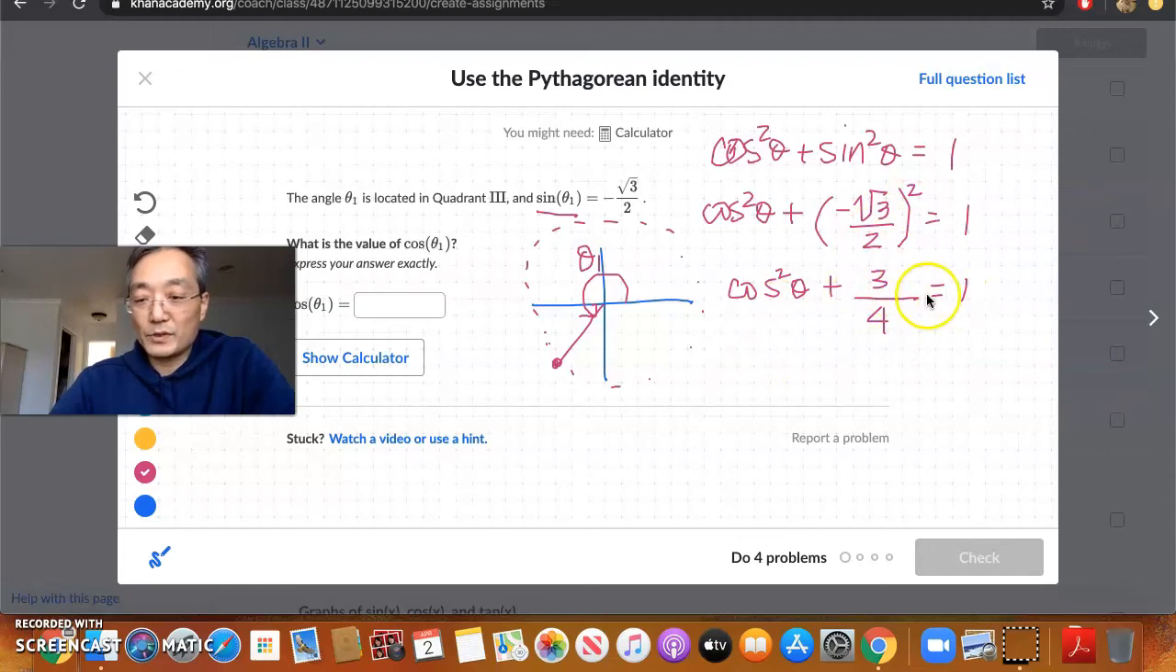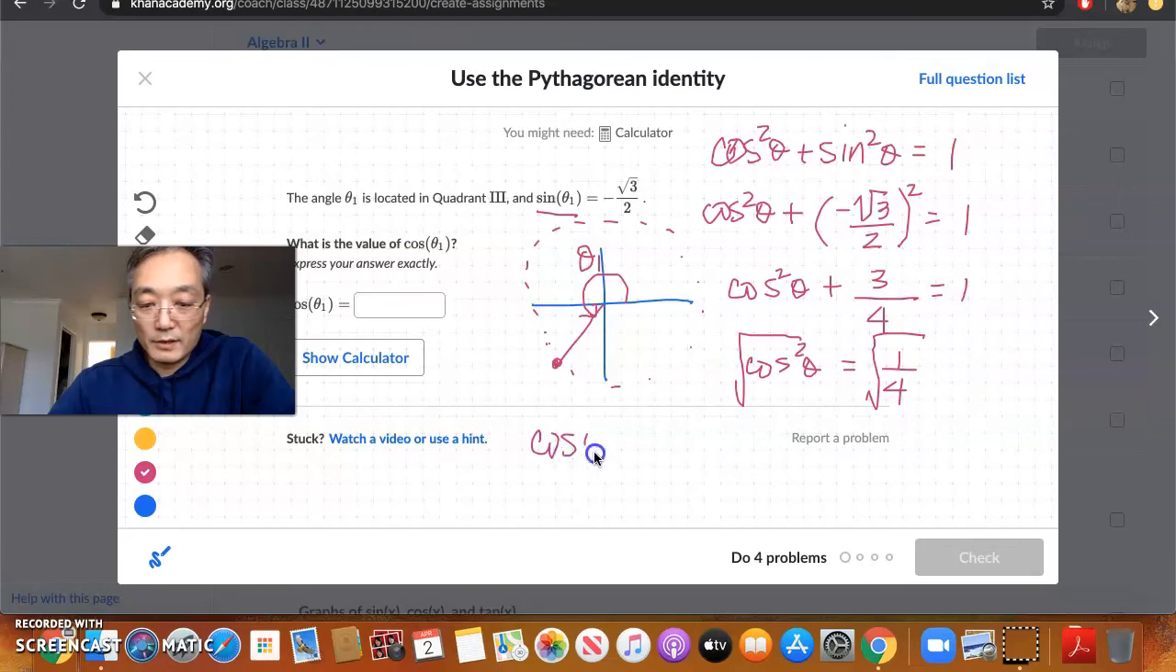Okay, subtract both sides by 3/4. So we get cosine squared theta is equal to 1 minus 3/4, which is 1/4. And then we're going to take the square root of both sides, because the square and the square root are going to cancel out. So we're going to be left with cosine theta is equal to the square root of 1, which is 1, over the square root of 4, which is 2.